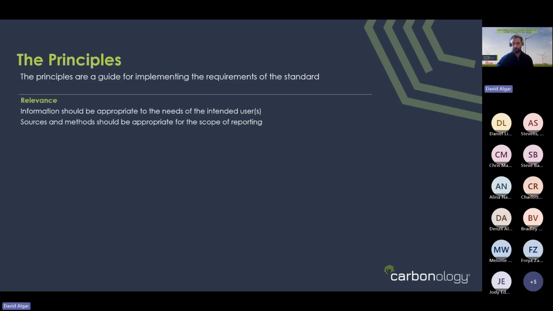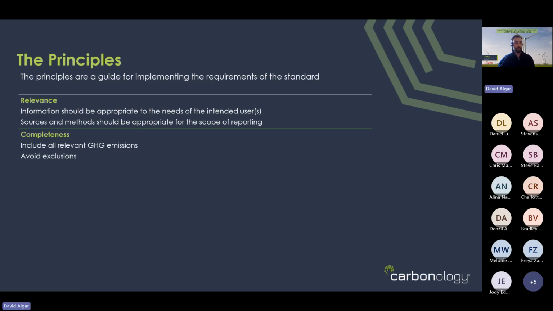Fairly simple concept. Everything you're doing should be relevant to the needs of the intended users. The intended users are those people or groups of people that are relying on your work to make decisions. And if you think about it, the information you're providing them needs to be relevant. The sources and methods should be appropriate to your scope of reporting. So this is a carbon standard. I think it's quite tempting when you're doing sustainability work to look at wider sustainability things, but this isn't a holistic standard. Like I say, 14001, it's very much a carbon standard. So it's all about carbon and it should be relevant to that.